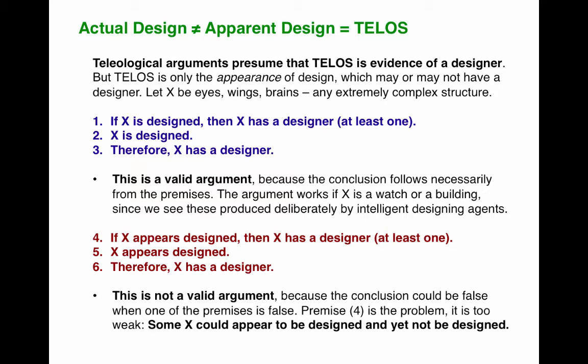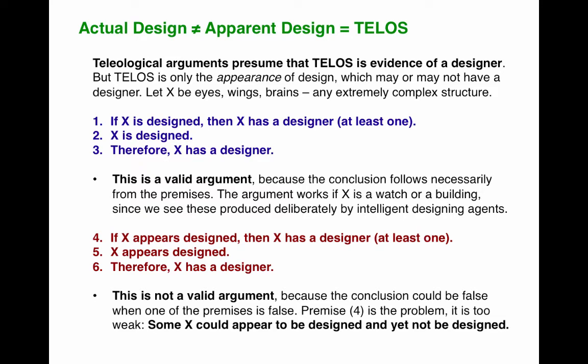The argument works if X is a watch or a building, since we see these produced deliberately by intelligent designing agents. Here's another argument. If X appears designed, then X has a designer, at least one. X appears designed, therefore X has a designer. Now this is not a valid argument because the conclusion could be false when one of the premises is false. The first premise. If X appears designed, then X has a designer, at least one. This is the problem. It's too weak.